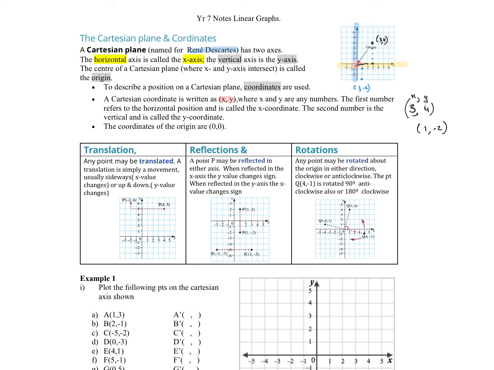So remember, my coordinates are always of the form (x, y). First number, x direction, the horizontal direction. Second number, y direction, or the vertical direction.